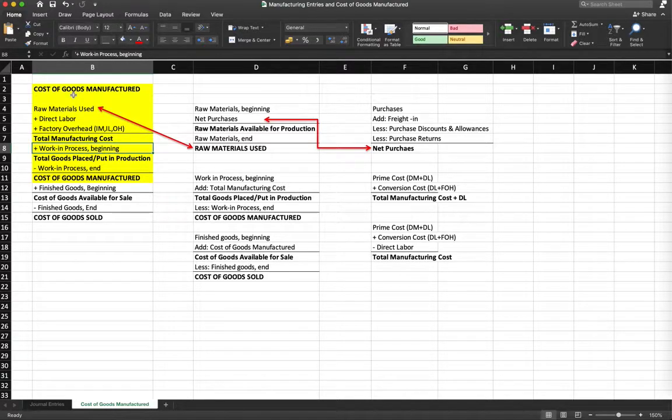Plus, meron yung mga hindi natapos last period, that is your work in process beginning. So, pag pinag-add mo yung work in process beginning plus total manufacturing cost during the period, that is the total goods placed or put in production. Yun yung mga ginawa, yun yung mga cost ng mga ginagawa during the period, during the year. Pero at the end of the period, konti na lang yung natira na hindi nagawa. Yan yung work in process end.